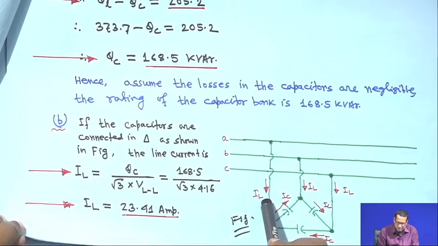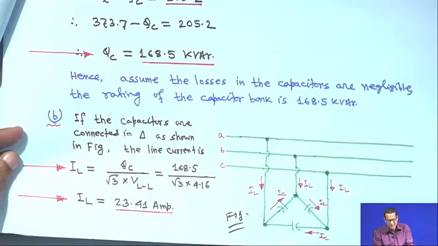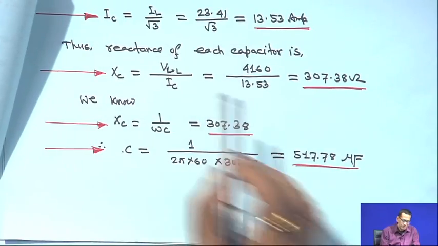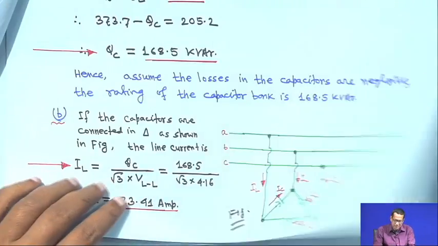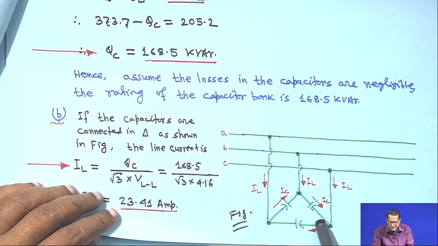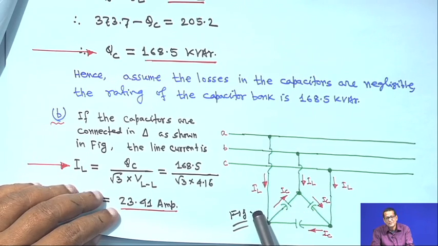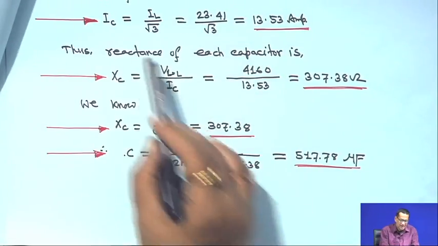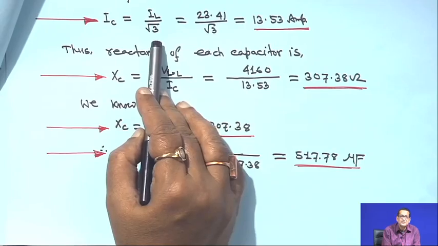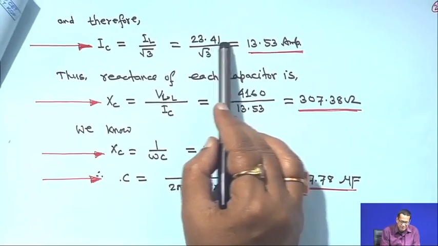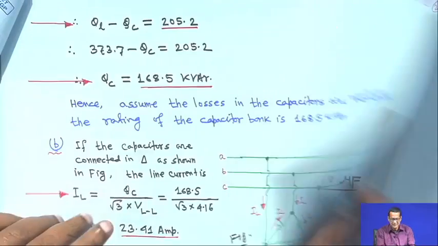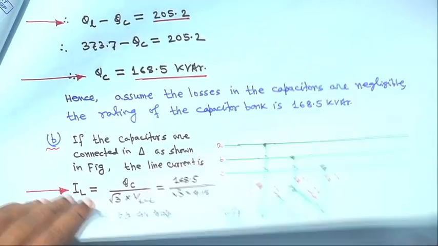This is the load current, and it is a balanced system, the magnitude of the current. Therefore IC is equal to IL by root 3, because this is the line current and this is a delta connection. So, your phase current will be the line current by root 3, that means IC is equal to IL upon root 3. So, that is 23.41 upon root 3, which is 13.53 ampere, that is IC. This is the current flowing through the capacitor.